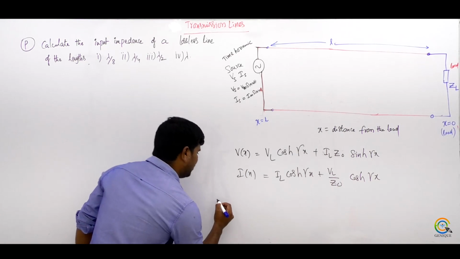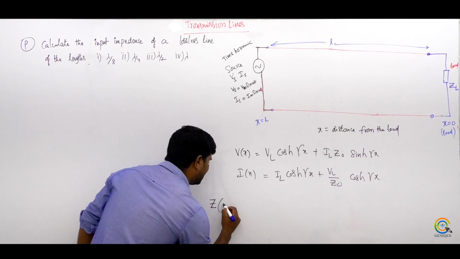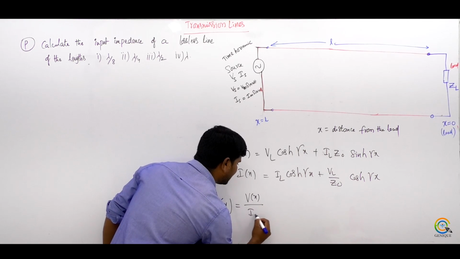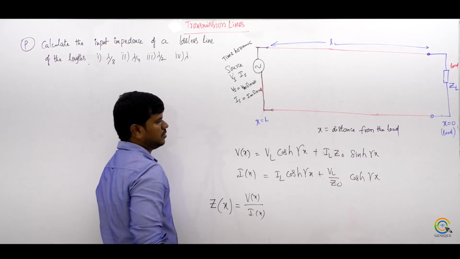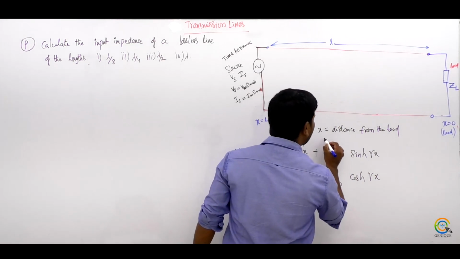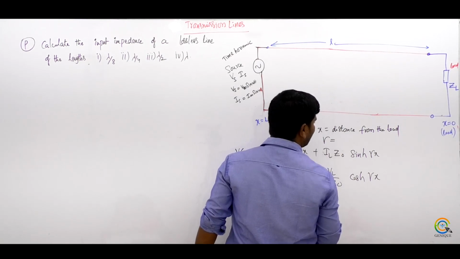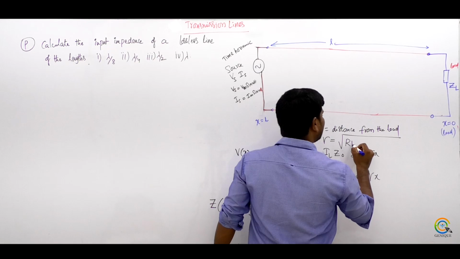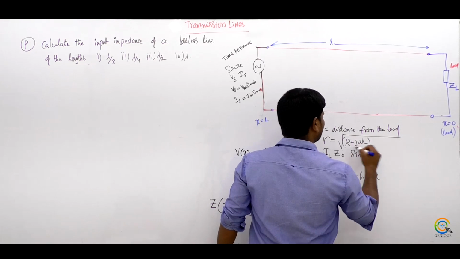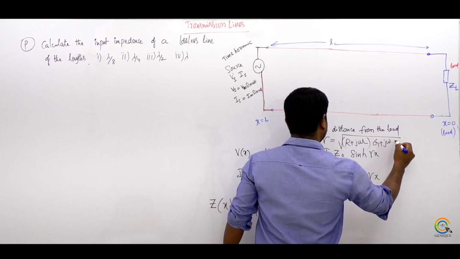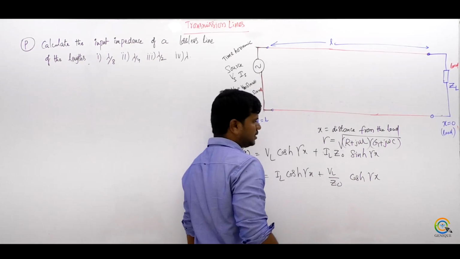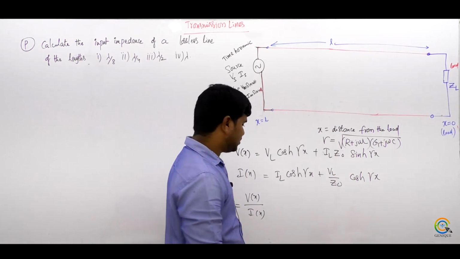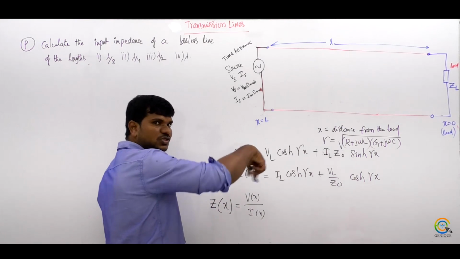So from this, the input impedance at any x can be written as V of x divided by I of x. So here what is gamma? Gamma is the propagation constant. What is gamma here? Gamma is equal to square root of (R plus j omega L)(G plus j omega C). You have to note this. What is h? These are the hyperbolic functions. So we will get the solutions like that only.